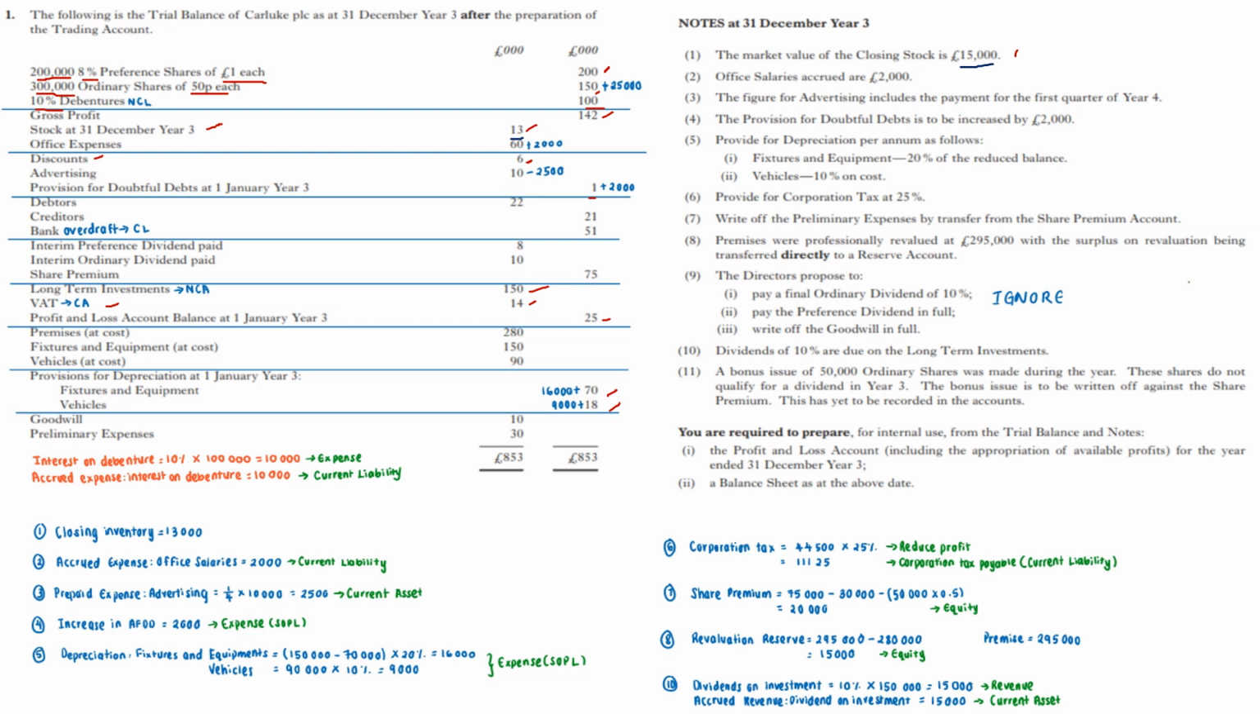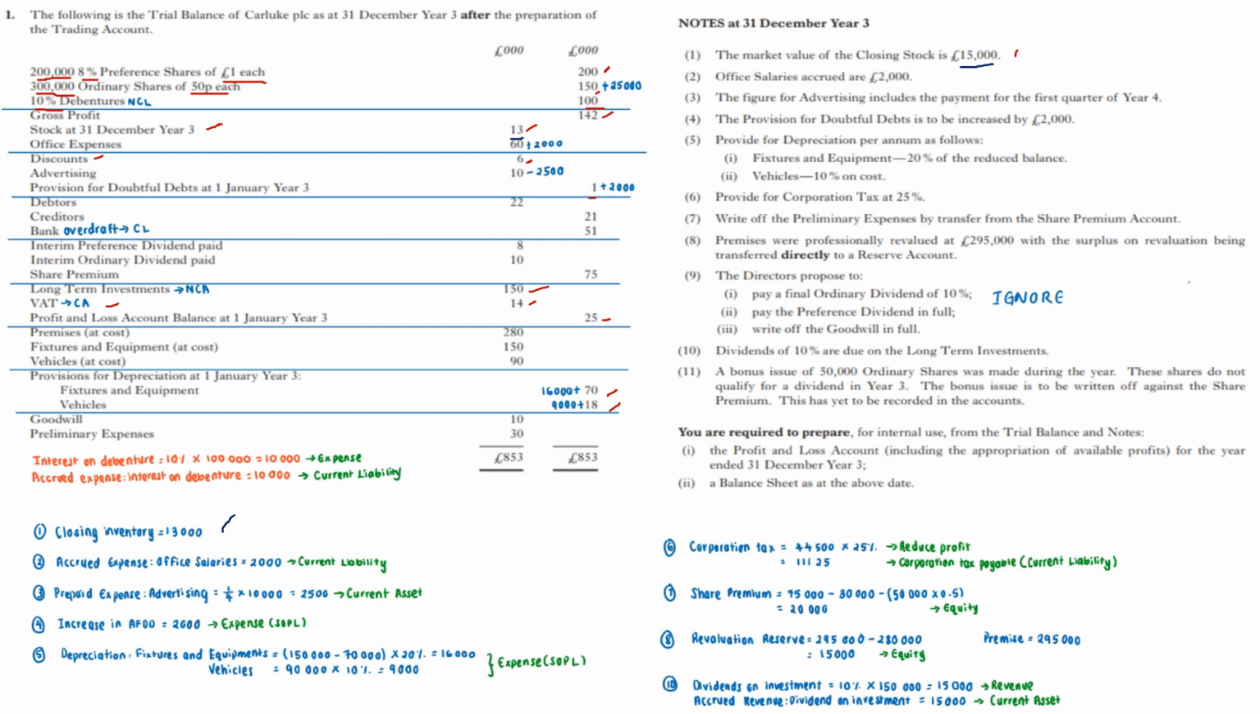Why? Because this is in accordance to prudence concept. You would have learned prudence concept in semester 1, whereby prudence concept states that you do not want to overstate your assets and your revenue. So in this case here, you do not want to overstate your assets, so that's the reason why you take the lower value. And also you do not want to understate your expenses and liability. So basically that is your prudence concept. As you can see here at the bottom, number 1, closing inventory, we take 13,000 as the value.